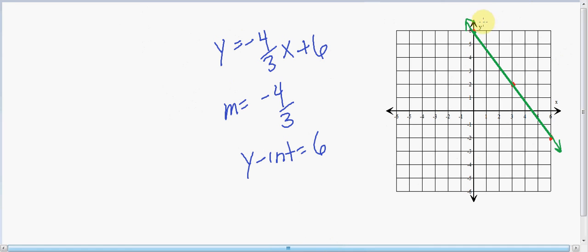And I want to label my ordered pairs. So I have 0, 6. I have 3, 2, and I have 6, negative 2. Okay, so you find your slope and your y-intercept. You plot your y-intercept and then use your slope from there to plot the rest of the line.